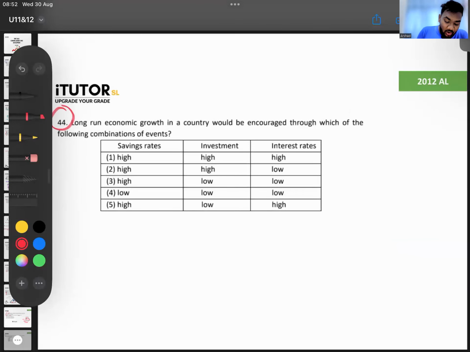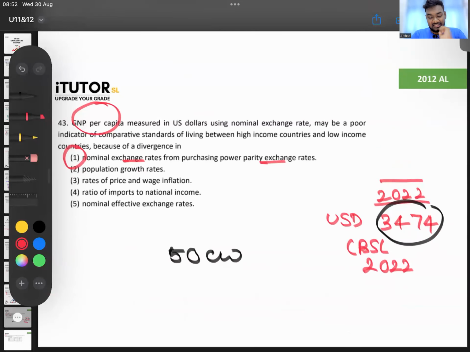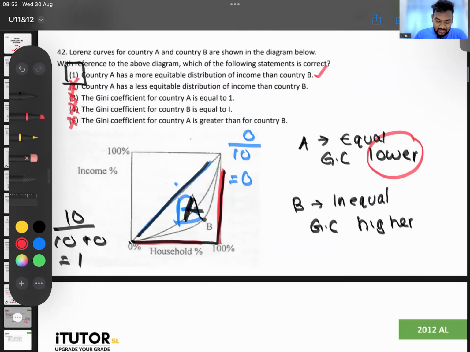Okay, long run economic growth. Now this is what our country is trying to come to. Can't we take 3? 3 looks like the most second best answer. The rates of prices and wage. Not just the rates of prices and wage inflation. It's not really inflation, it's the purchasing power that we look at. Purchasing power and inflation are connected, but not the same. Okay, the 42nd question was answer number 1.